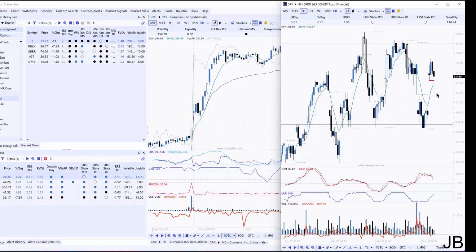I think the FOMC will probably get us out of the range, and I think the market is going to be waiting for that piece of information. So today, there might be some opportunities to trade. Tomorrow, it should be very, very limited.